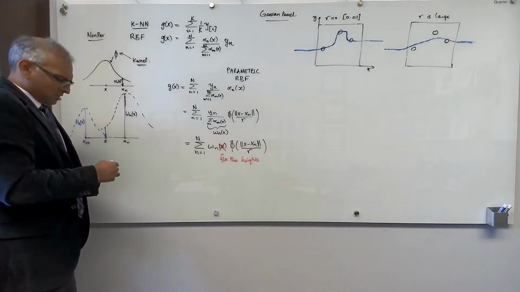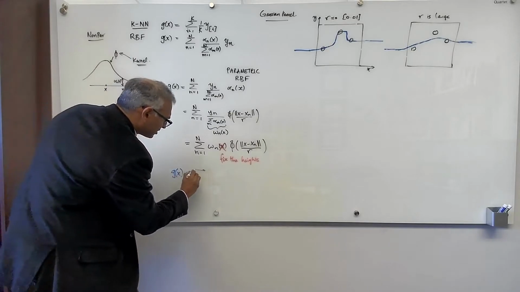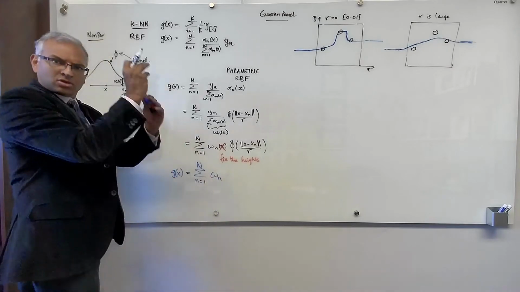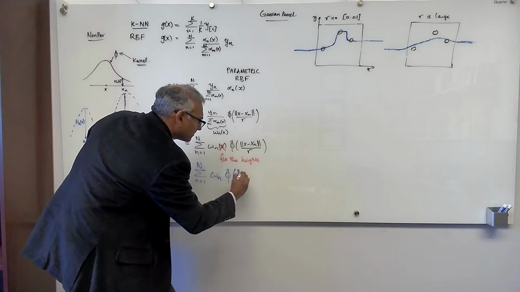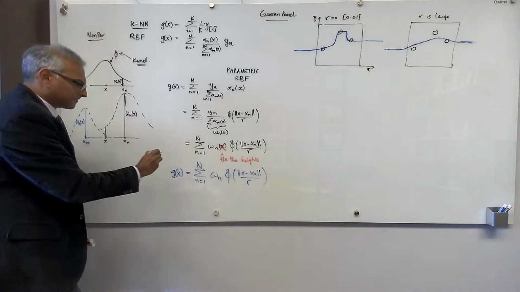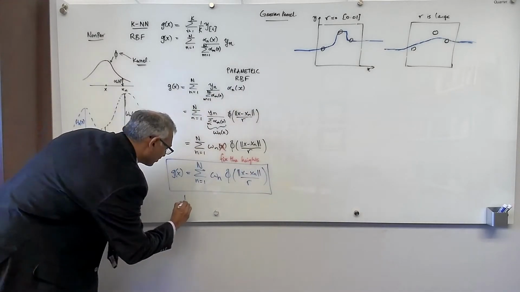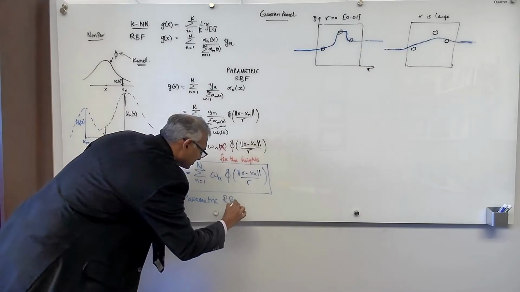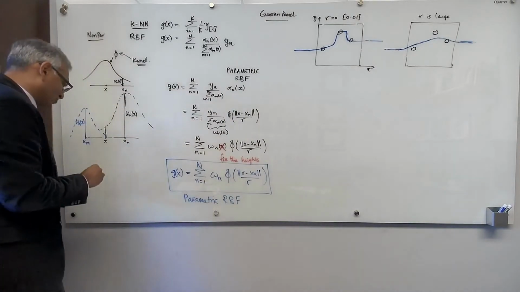And now my final hypothesis becomes g of x equals the sum from n equals 1 to big N of W_n, some constant fixed heights, times phi of (x minus x_n) over r. End of story. This we call the parametric radial basis function.